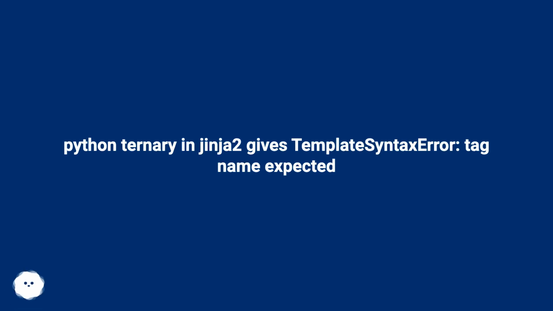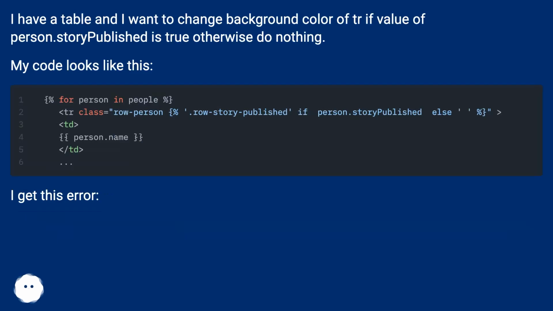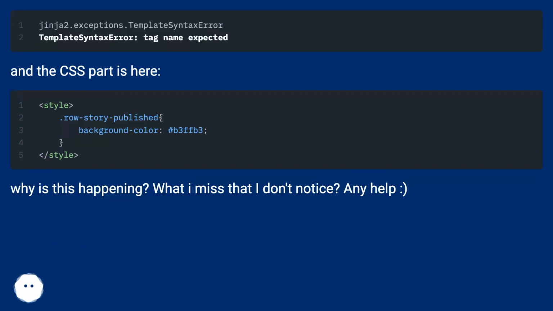Python ternary in Jinja2 gives TemplateSyntaxError, tag name expected. I have a table and I want to change the background color of the tr if the value of person.story.published is true, otherwise do nothing. My code looks like this. I get this error. And the CSS part is here. Why is this happening? What have I missed that I don't notice? Any help, smiley face.